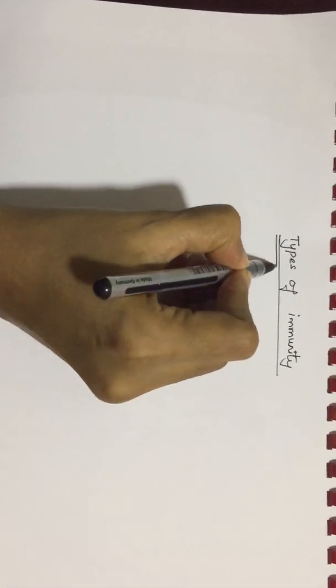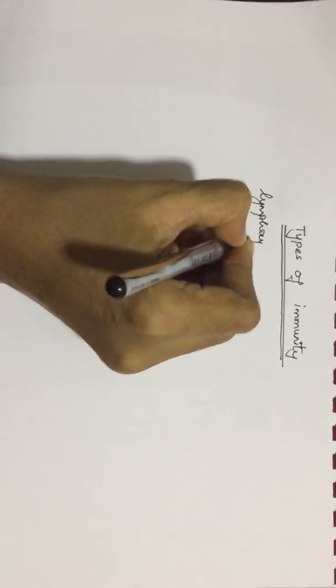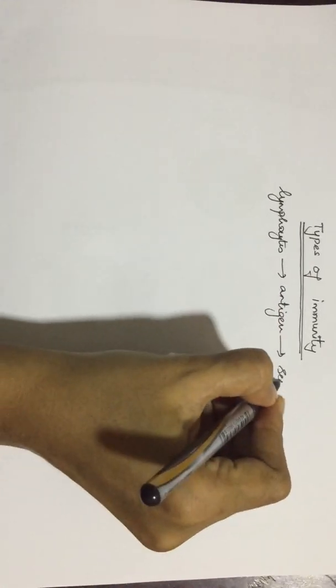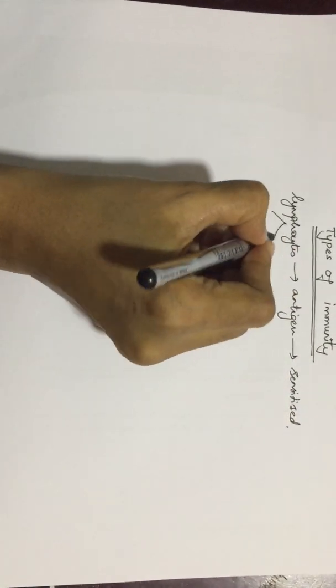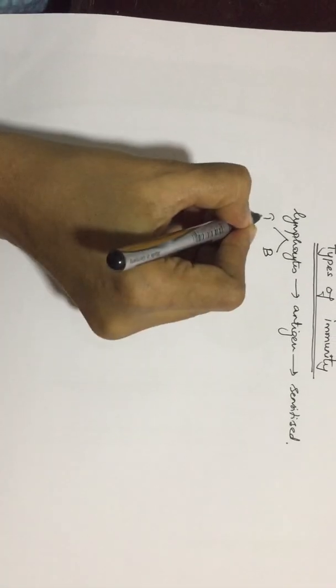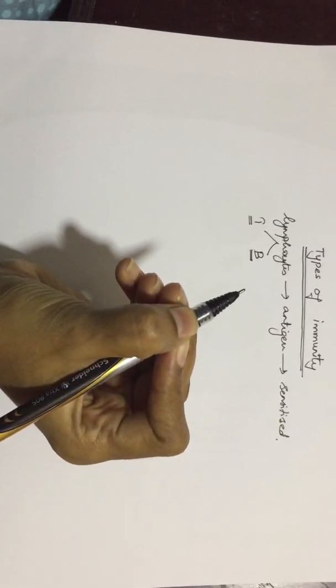Today we'll be dealing with the types of immunity. Whenever the lymphocytes encounter the antigen for the first time, it gets sensitized. You know there are two types of lymphocytes: T lymphocytes and B lymphocytes. T lymphocytes get activated in the thymus gland and B lymphocytes in the bone marrow and other lymphoid organs.